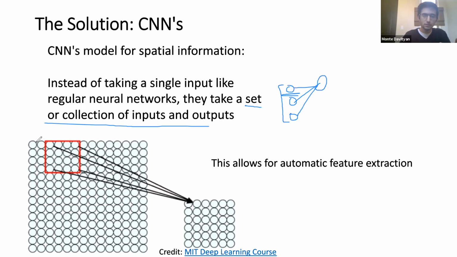Okay, how exactly does it do this? Well, let's compare it to the regular neural network. The regular neural network would first take the first pixel, and that would be the first input. The second pixel would be the second input, and so on. The convolutional neural network, on the other hand, takes a collection of inputs. So it's going to take this square, this collection of pixels, and that's going to be mapped out as an input.